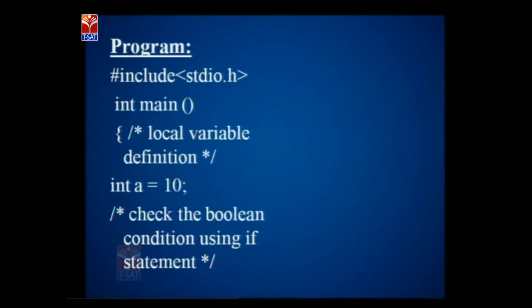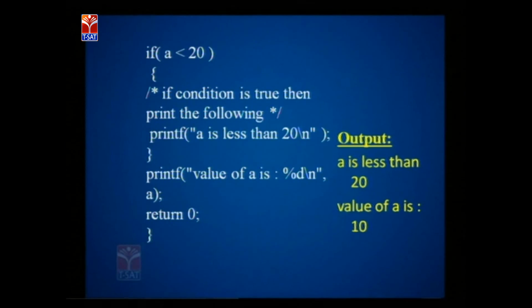Here we have taken the value as a, and checking the Boolean condition, the condition given is a is less than 20, which means that we need to prove it, taking the value of a into consideration. If that is proved to be true, then it prints the message as true and the value also.